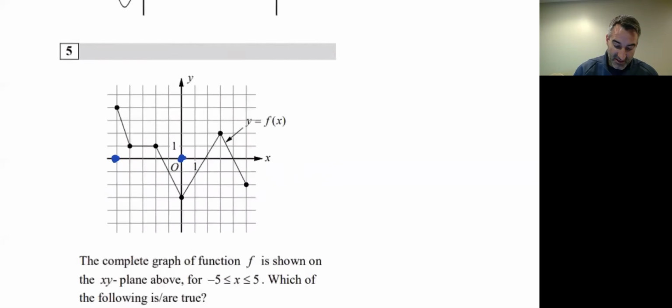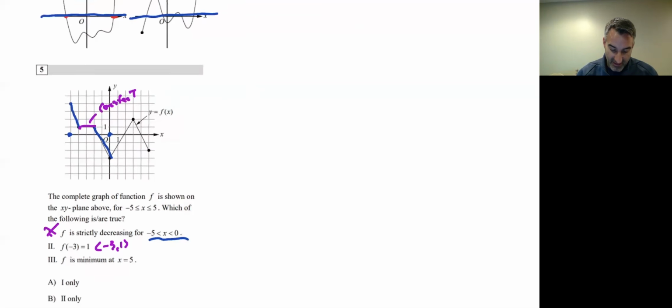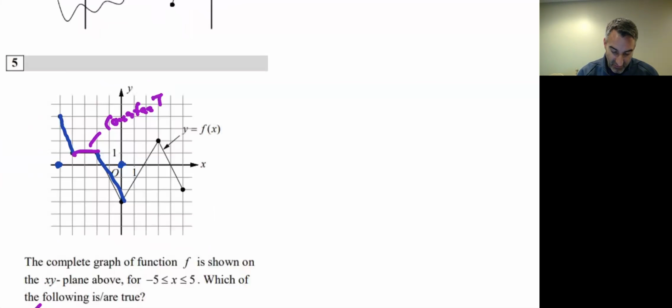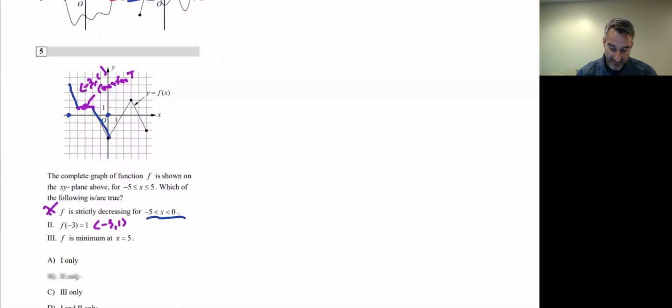When you look at this, that's decreasing. They call this constant. It's getting flat. It's not increasing or decreasing. So it can't be 1. Negative 3, 1. Now, all that is a point, guys. That's negative 3, comma 1. So I've got to look. Go to negative 3, 1, 2, 3. There it is right there. That's negative 3, 1. So that works.